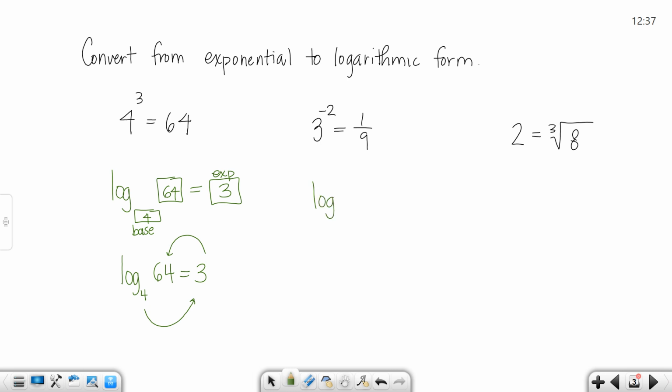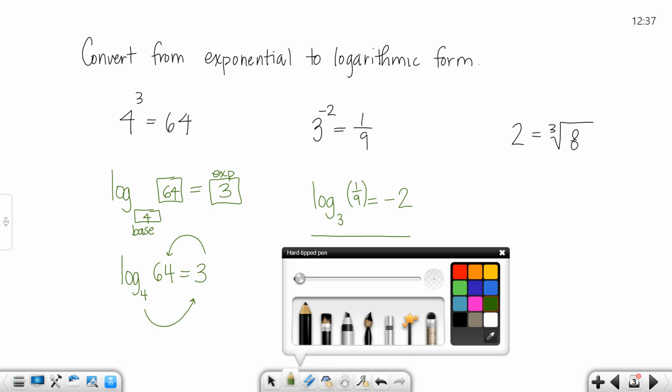There's my log because it's log form. The base is 3. The exponent is -2, so that's how we would start. And the only thing left over is the 1/9, so I'm going to put the 1/9 here. You'll say, do you have to put it in parentheses? You do not. I just put it in parentheses because it's easier to keep that 1/9 together that way.